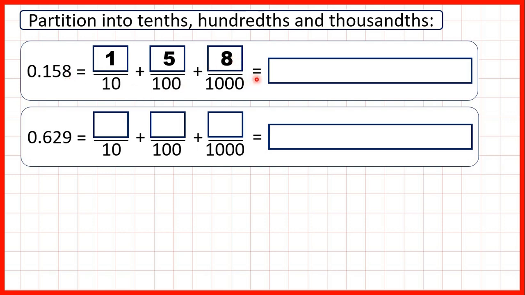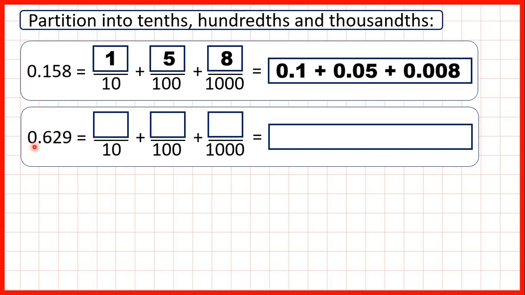We can show this partition in decimal form as well. That's 0.1 plus 0.05 plus 0.008, because the first digit after the decimal point is the tenths, and we have 1/10. The second digit after the decimal point is the hundredths, and we have 5/100ths, and the third digit is the thousandths, and we have 8/1000ths.